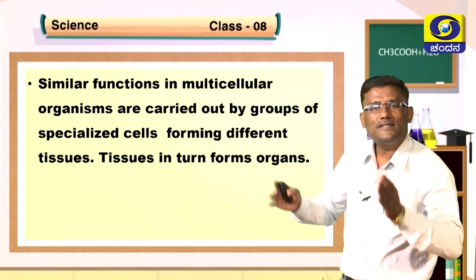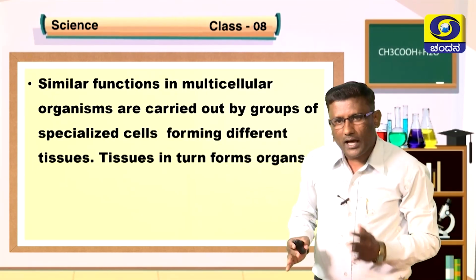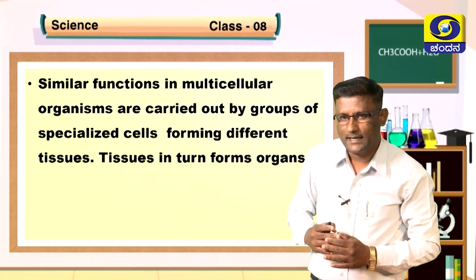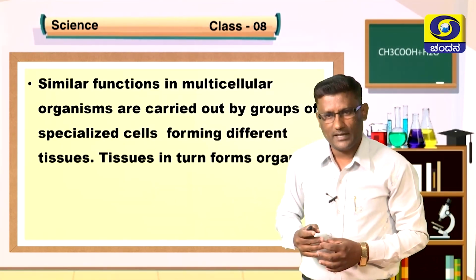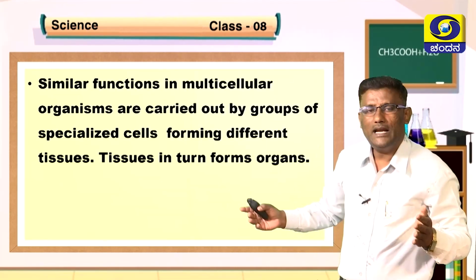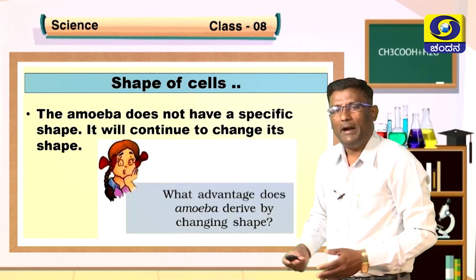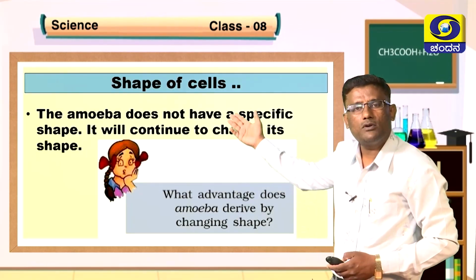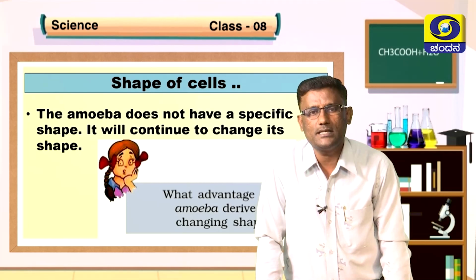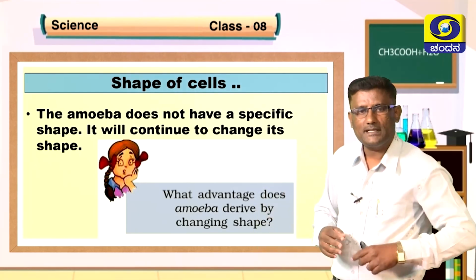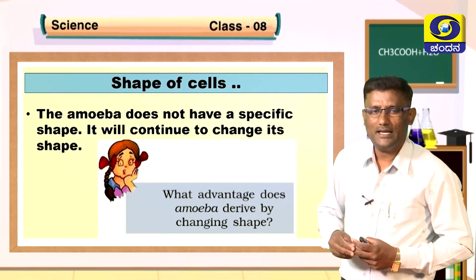The similar functions in multicellular organisms are carried out by groups of specialized cells, and that group of specialized cells is known as tissue, you know that. Later on, different tissues group together to form organs. My dear children, let us pass on to one more important concept here, the shape of cells. We can understand the different shapes of cells by considering the shape of the amoeba.